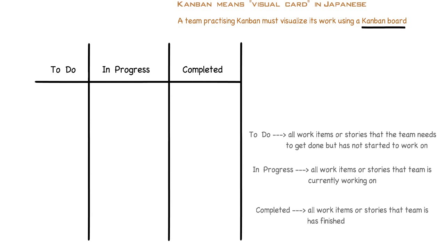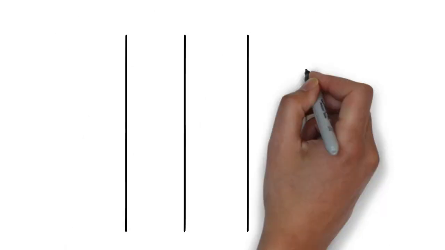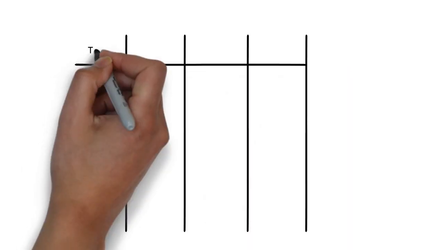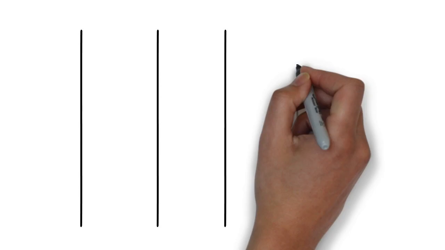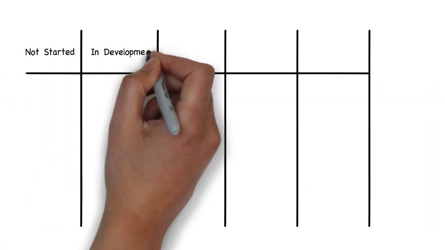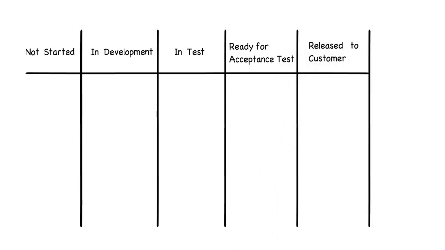There can be many different types of Kanban boards. For instance, you could have a 4-column Kanban board with column titles such as to do, in progress, completed, and release to customer. Or you could have a Kanban board with 5 columns or states such as not started, in development, in test, ready for acceptance test, and release to customer. So as you can see, a Kanban board is highly customizable, and a team can design their Kanban board with any number of columns or states in order to visually display their work as they best see fit.